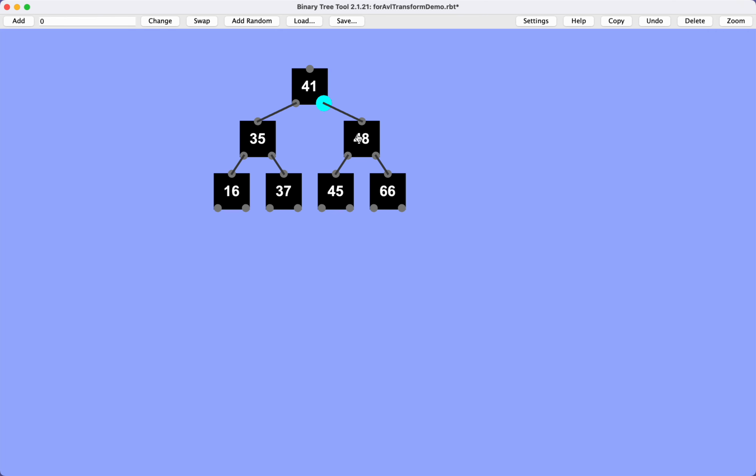Now, the 41 did have a right child that was unbalanced. It now has a right child that is balanced. That means it has shrunk. Therefore, we need to modify the 41's balance factor by shifting it 1 to the left. And so now it is balanced, and this is the resulting AVL tree. In this case, it is totally balanced. It's a full tree.